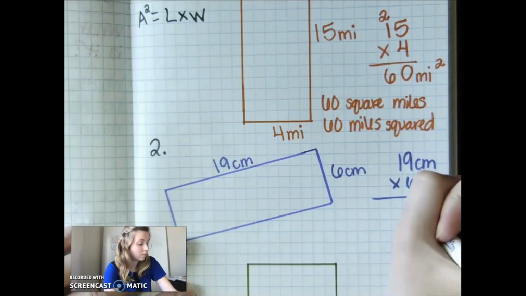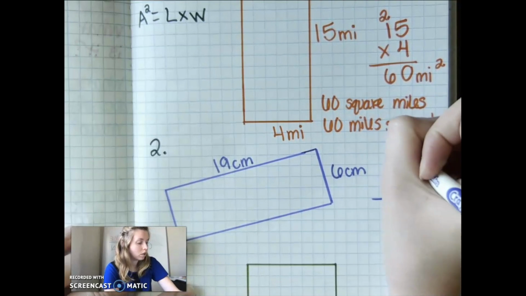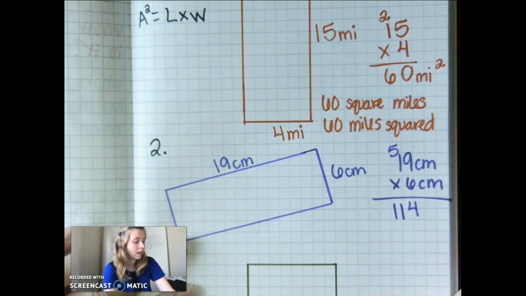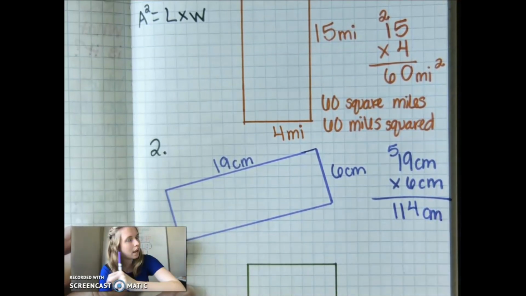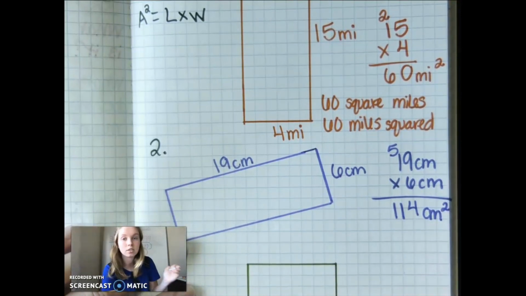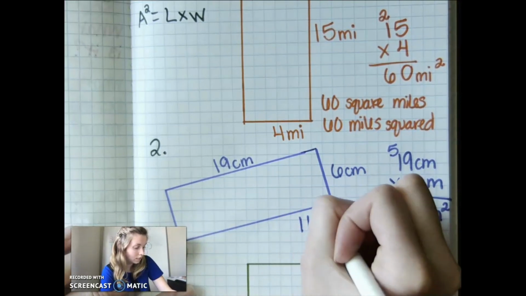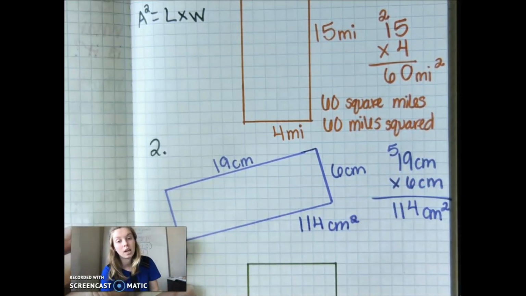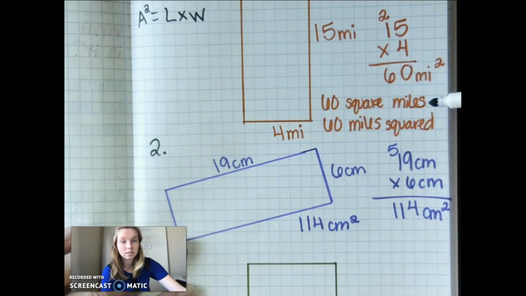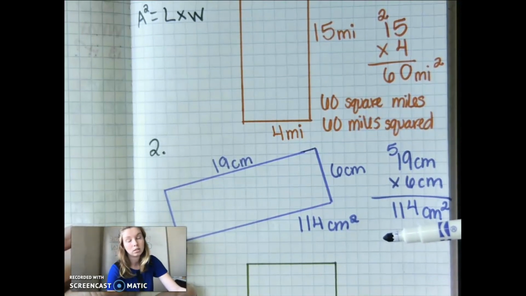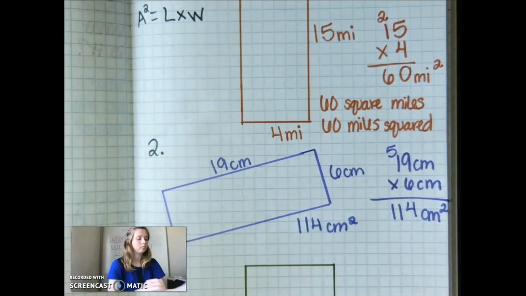6 times 9 is 54. I write my 4, regroup the 5. 6 times 1 is 6, plus 5 is 11. And I say it's centimeters, but there's something I'm missing. That's right, squared. This is area, squared. So my answer would be 114 centimeters squared. And you can write it in word form like this, 60 square miles, 60 miles squared. So you could write 114 square centimeters or 114 centimeters squared. You can do that too.